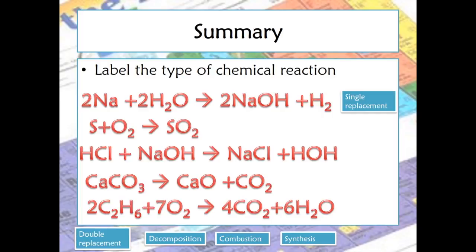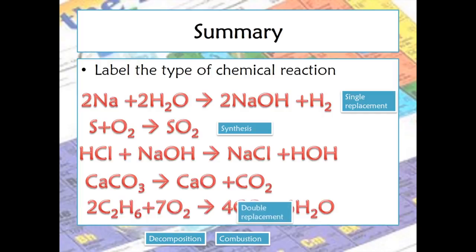In the second equation, sulfur and oxygen combine to form sulfur dioxide. We have 2 reactants and 1 product, so this is a synthesis. The third equation is hydrogen chloride and sodium hydroxide reacting to form sodium chloride and water. We have 2 compounds on each side of the equation, and we can see that the sodium and hydrogen switched places, so this is a double replacement.